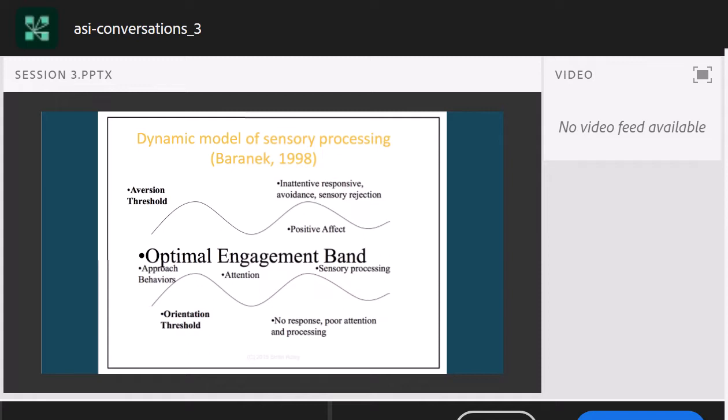engage with learning, with other people, with tasks and activities and occupationally. And then there's also a high threshold where we again become inattentive and also avoidant and reject sensation. And so we're overstimulated and aversive to sensation.